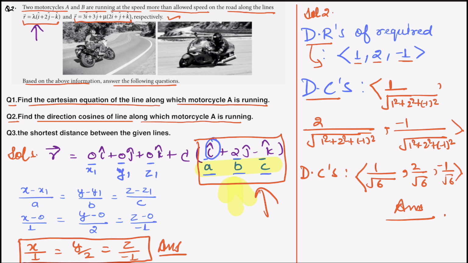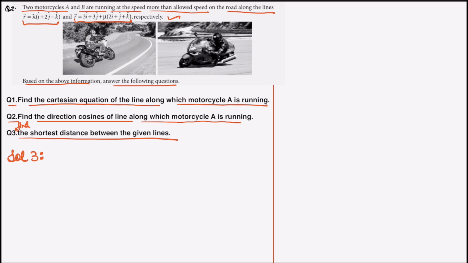Okay, now question number 3 is asking to find the shortest distance between the given lines. This is a typo, so it is saying find the shortest distance between the given lines. Firstly, we will write these two equations in standard form.